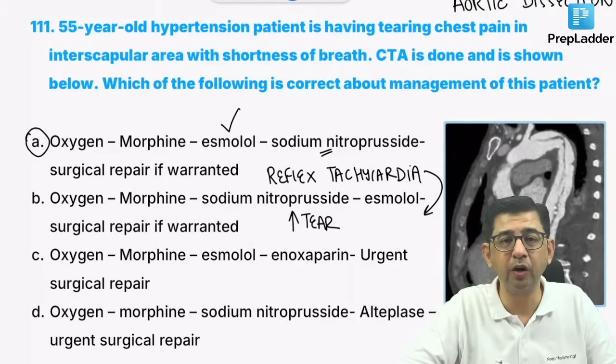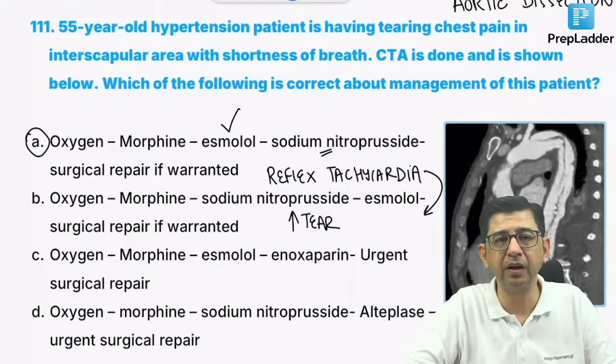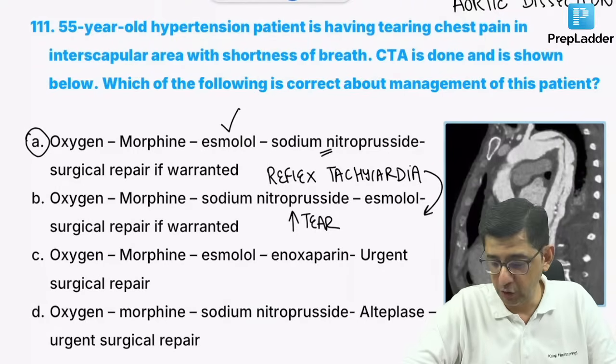But here he is not even asking you whether surgical repair is warranted. It is just the fact that in this particular case, it is beta blockers which are being given first. And if you look at option number C, it is enoxaparin that is given.